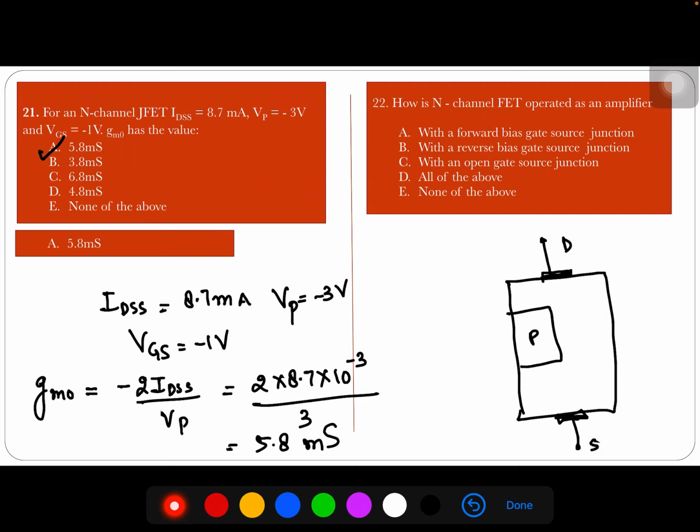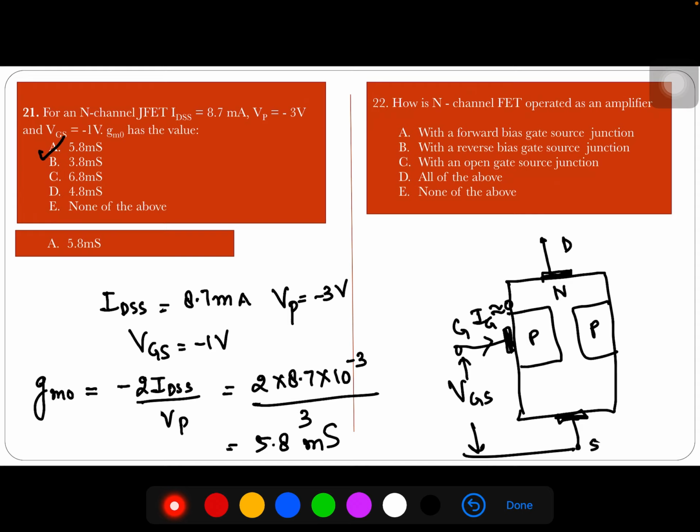I am again referring to the N channel, so the channel will be of N type. This is the gate. This VGS is always made reverse, because in reverse bias we all know that the current is minimum, in fact approximately zero. If IG is approximately zero, the input impedance of this particular circuit will be very high, and this feature is desirable for all electronic circuits, that every efficient electronic circuit must have a high input impedance. So in order to increase the input impedance, the gate source voltage is always reverse biased.